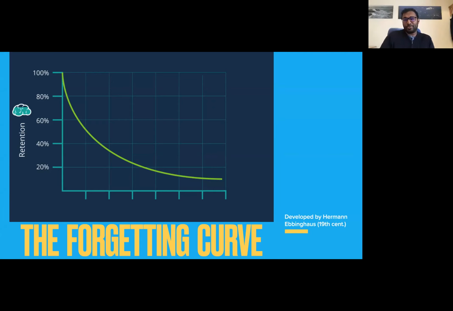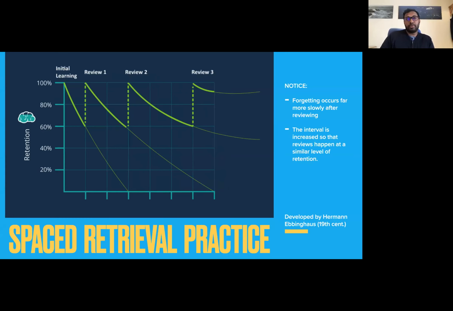And that's quite annoying. Having said that, Hermann Ebbinghaus also developed a way to combat this forgetting curve, how we can reduce that impact. And that's called spaced retrieval practice. If you look at this graph, you can see that you have a similar drop-off.